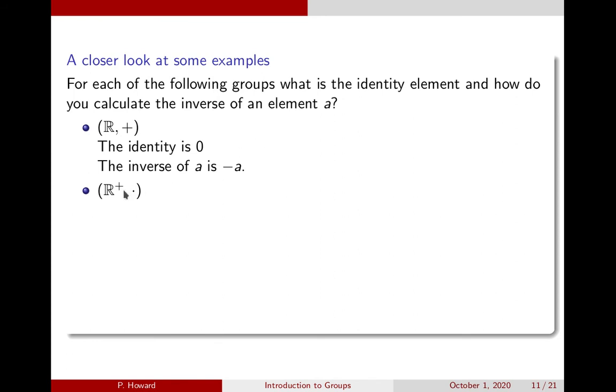What if we take the positive reals using the operation of multiplication? So one thing to notice here is the positive reals do not have 0 as an element. That's important in order for this pair to be a group. The identity element, or neutral element, when you're multiplying, is 1. And the inverse of an element a, when you're using multiplication on the real numbers, is 1/a.